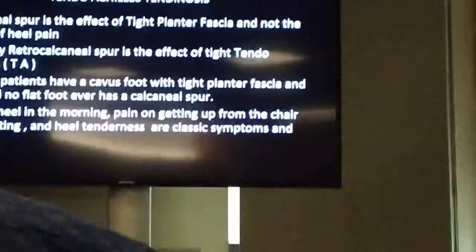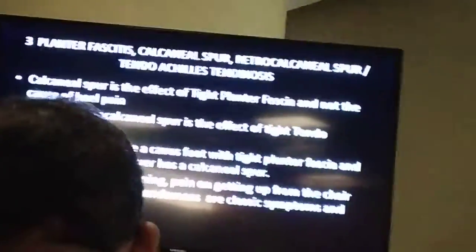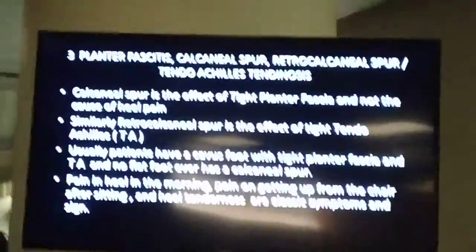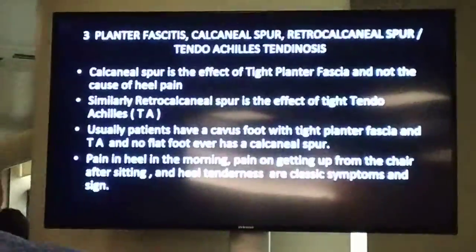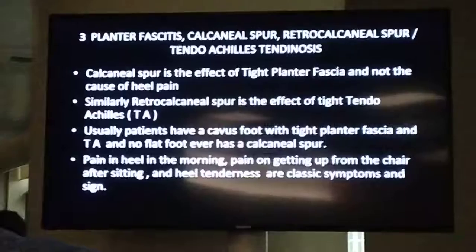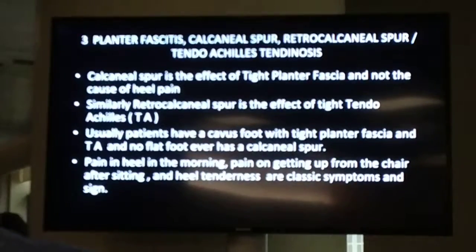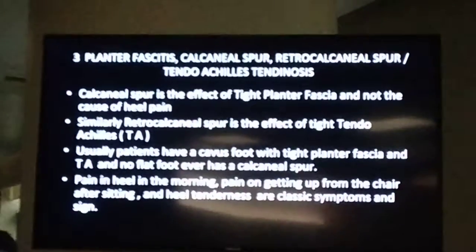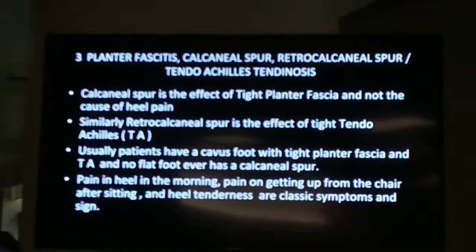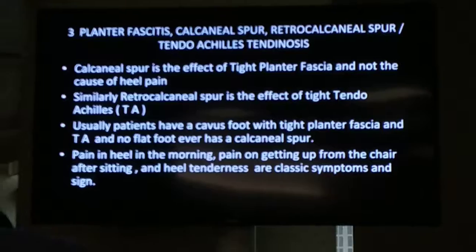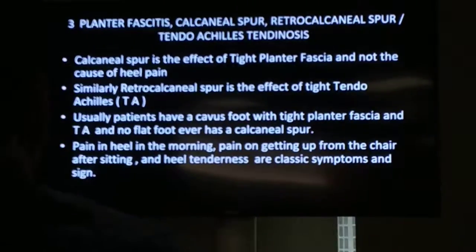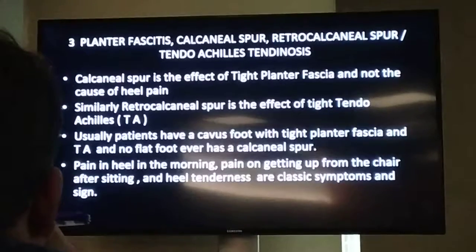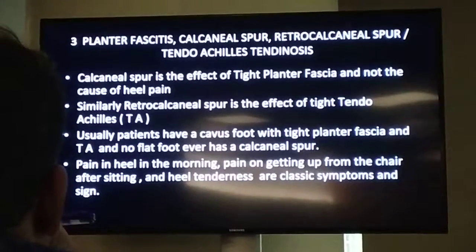Usually the patients have a cavus foot with tight plantar fascia and TA and no flat foot. We had a lecture on foot. That was all flat foot, they never had spurs. You remember? Actually patients have a cavus foot and TA. I have never seen a calcaneal spur in a flat foot. Because if it is tight, it will cut off. If you give slack, it will not get cut off. That is the same principle.